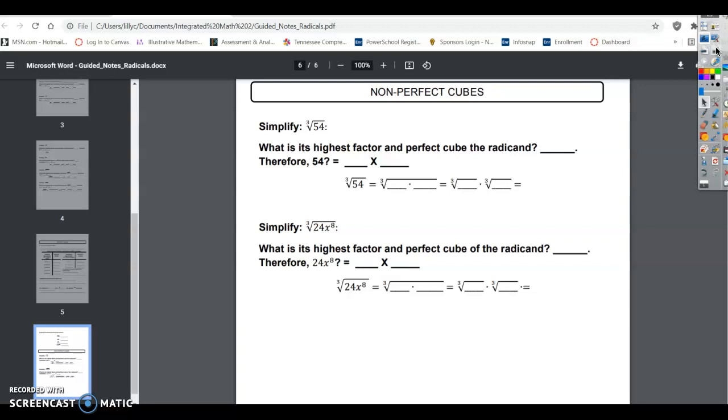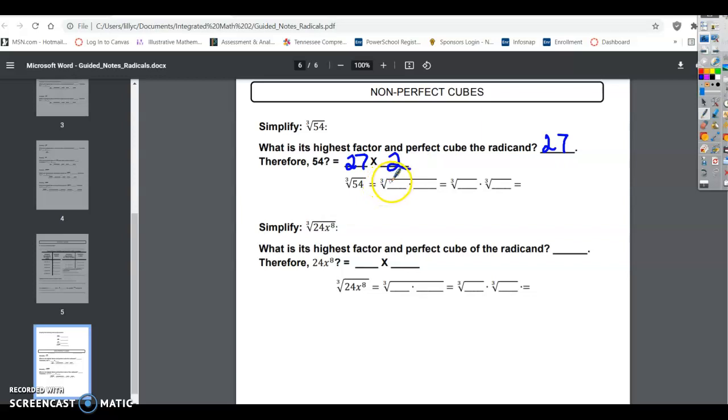Well, if I think about 54, 27 times 2 is 54. And again, it's just about having a good number sense, knowing your multiplication tables. You can also use a calculator if you need to figure out some of these. But your highest factor that is a perfect cube is 27. So 54 is 27 times 2. All we did was rewrite 27 times 2 instead of 54.